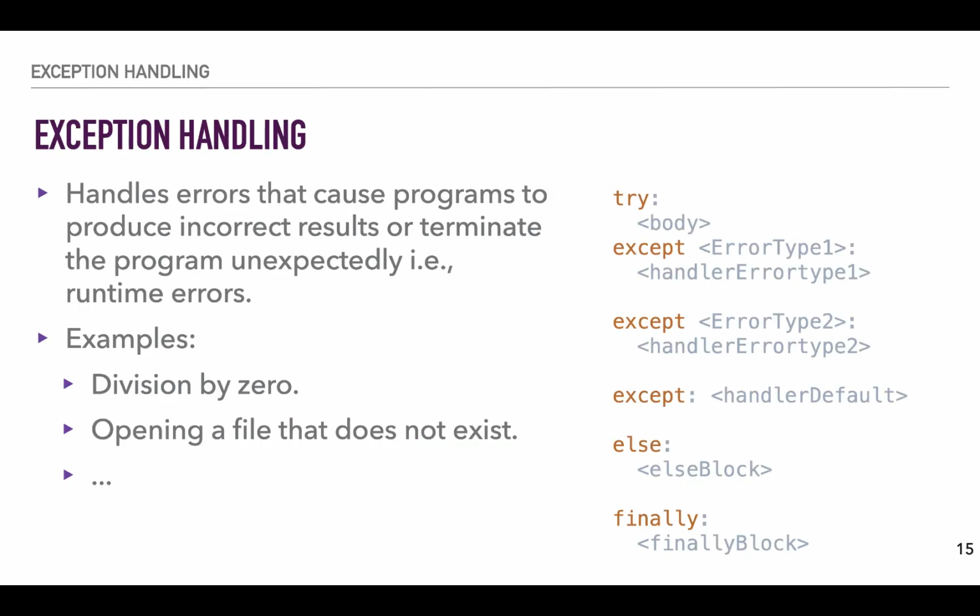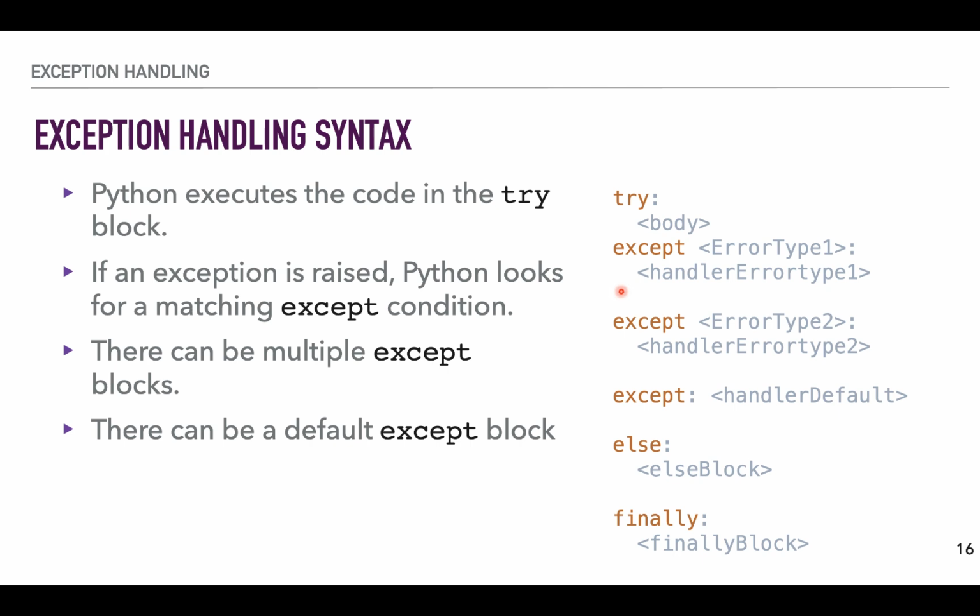Next, we will talk about how to handle code that may produce an error that causes the program to terminate unexpectedly, such as runtime errors or just give an incorrect result. Examples of these errors are division by 0, opening a file that doesn't exist, trying to perform an operation that is not defined, such as an operation on numbers and strings, and so on. This code shows the syntax of exception handling.